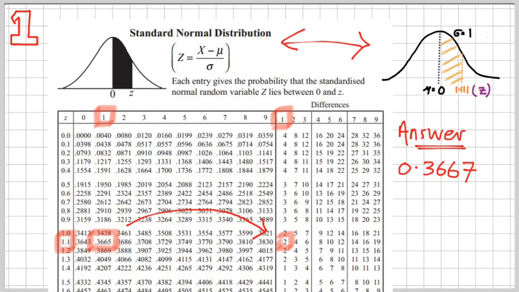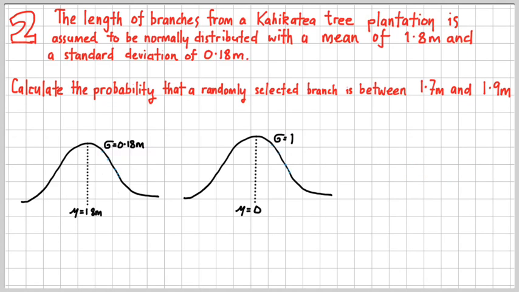Okay, so that's case 1. Let us move on to case number 2. So here we go. The length of branches from a kahikatea tree plantation are again normally distributed with a mean of 1.8 meters and a standard deviation of 0.18 meters. So we've got the same scenario here.